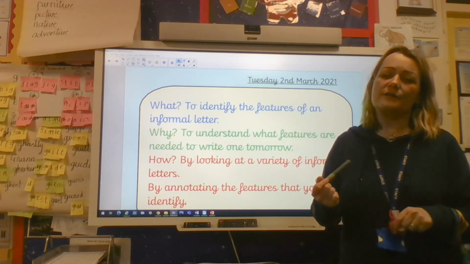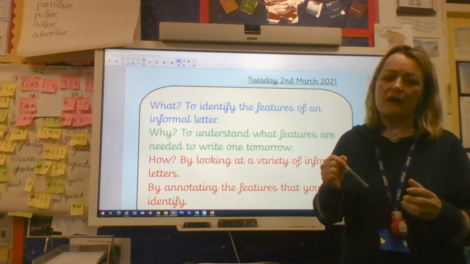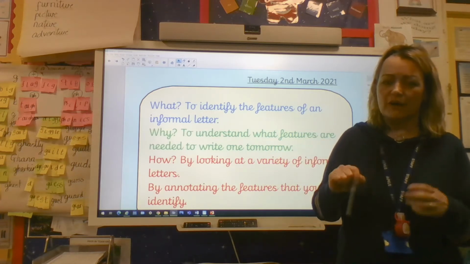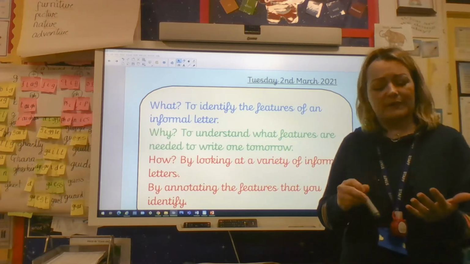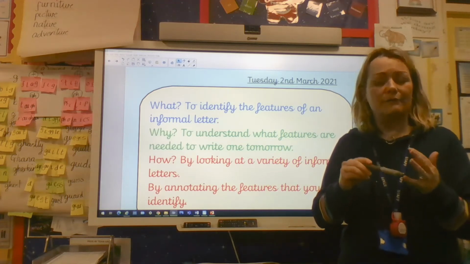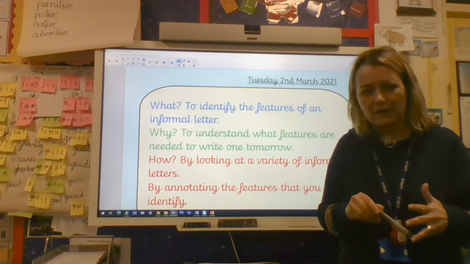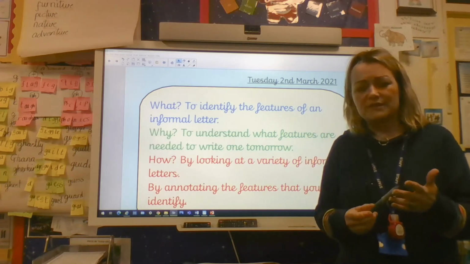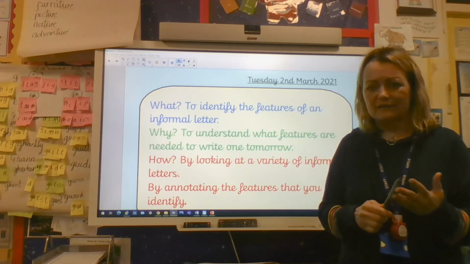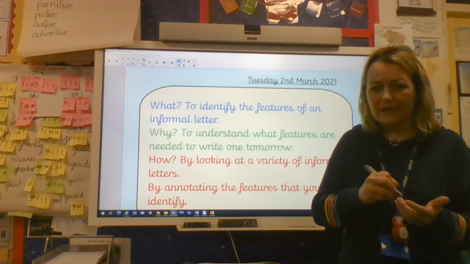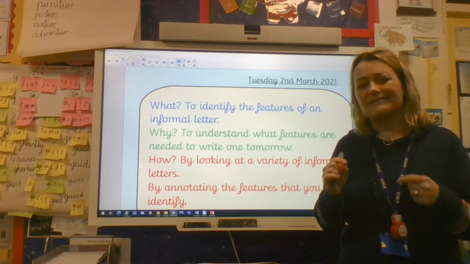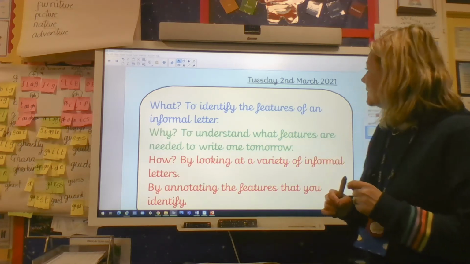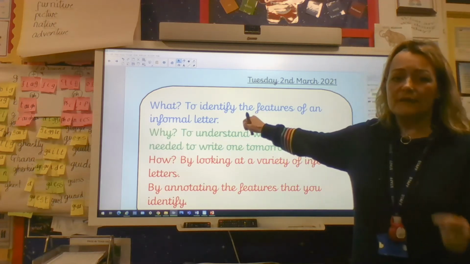Today we are going to build towards our main task tomorrow, which is to write an informal letter. So we've learnt already a little bit about Nemo, how he feels, his relationship with his father, and all about what he does to get ready for his first day at school. So we've covered that bit off. Today we're going to focus on what an informal letter is, and look at the features of an informal letter.